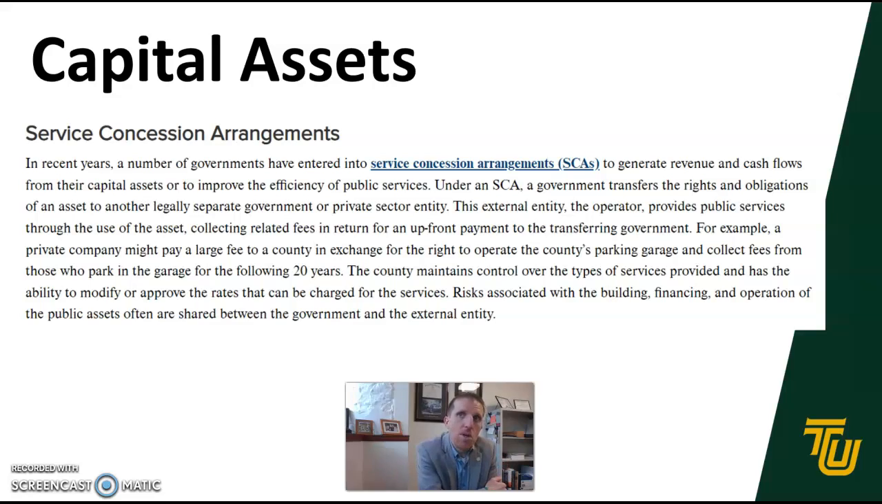Now, why would the government be willing to give that up, right? Well, it's that whole transaction, right? If they're interested in collecting that fee so that they can then do something else with it, it front loads that cash flow that they're going to be getting from the parking garage over the next 20 years. They're ultimately going to get the parking garage back at the end of the 20 years.